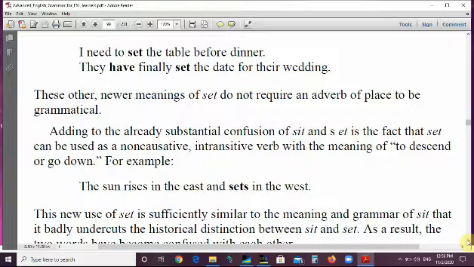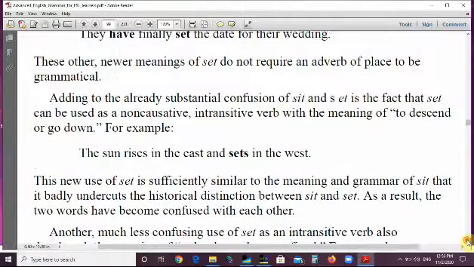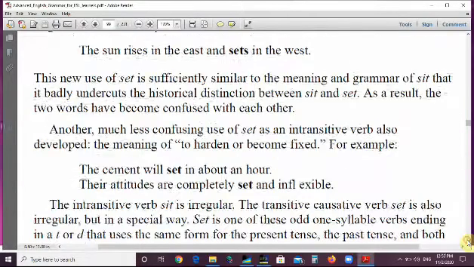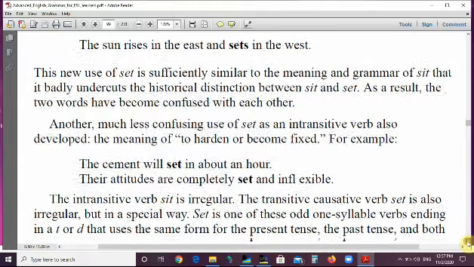Adding to the already substantial confusion of sit and set is the fact that set can be used as a non-causative intransitive verb with the meaning of to descend or go down. The sun rises in the east and sets in the west. This new use of set is sufficiently similar to the meaning and grammar of sit that it badly undercuts the historical distinction between sit and set. As a result, the two words have become confused with each other.